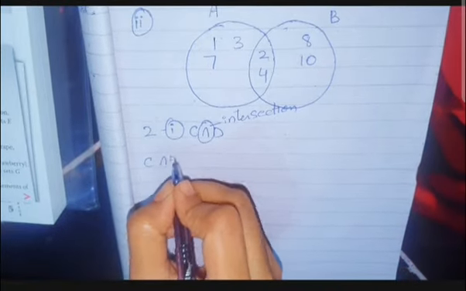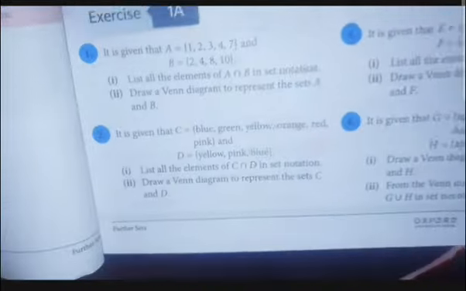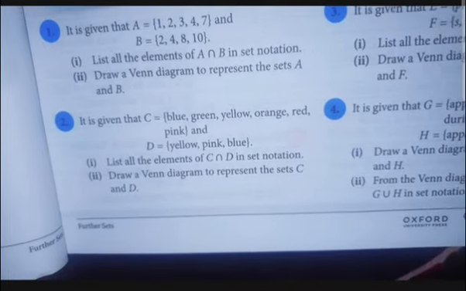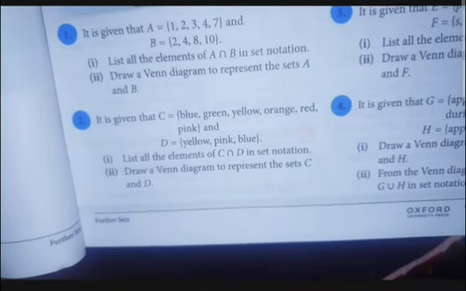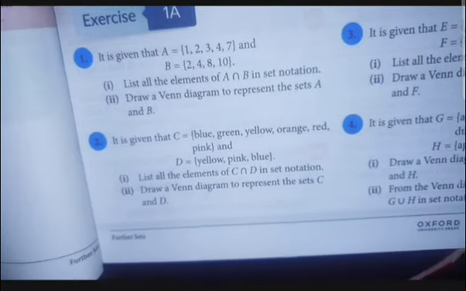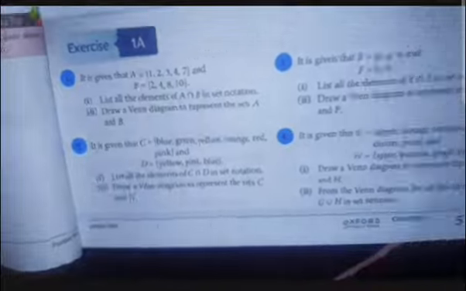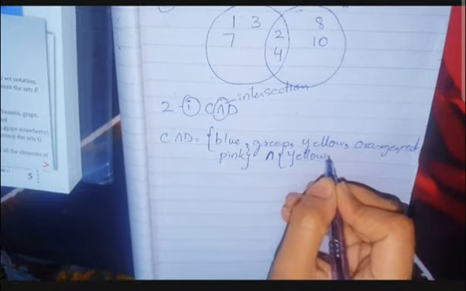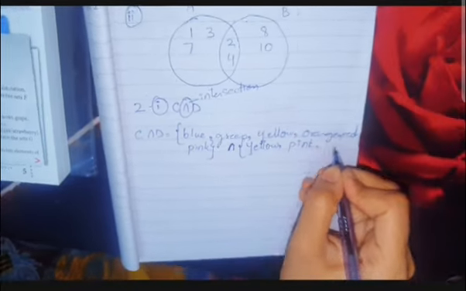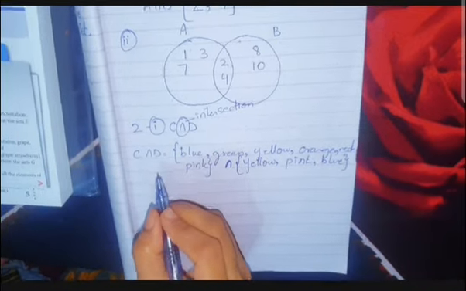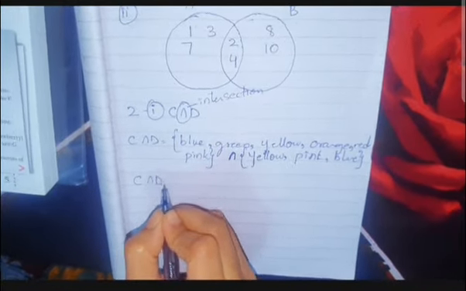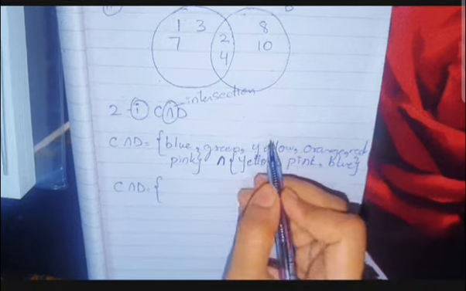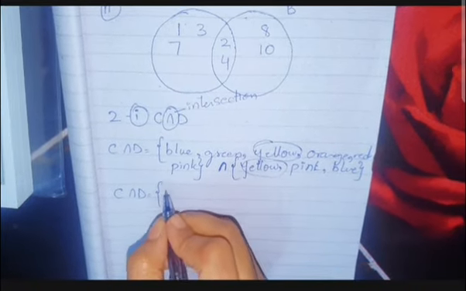So what are the elements of set C? Blue, green, yellow, orange, red and pink. Okay, this is set C, then this is the sign of intersection, and these are the elements of set D: yellow, pink and blue. We have written. Now find out the common elements that are in both sets C and D. So blue is not in both, green is not in both, yellow is in both, so we have to write yellow over here.